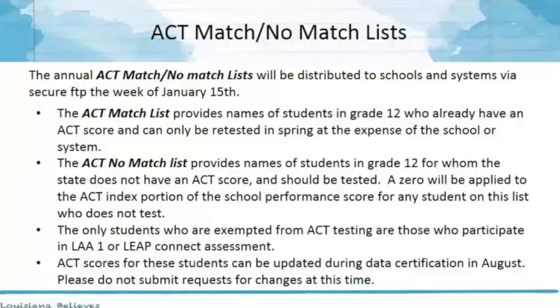The match list gives you names of 12th graders who we have a score for, so we match them to a score. The ACT no match list means we can't match them to a score because they have not taken the ACT, and that student needs to take the ACT. So this is almost a checklist to make sure that you have everyone who needs to take the ACT taking it this year.